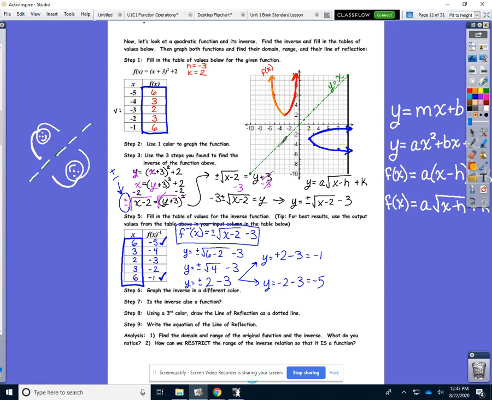Imagine folding your paper on this dotted line, so that this parabola would overlap with this parabola, and that orange left side would kind of lay on top of the bottom half of that parabola.